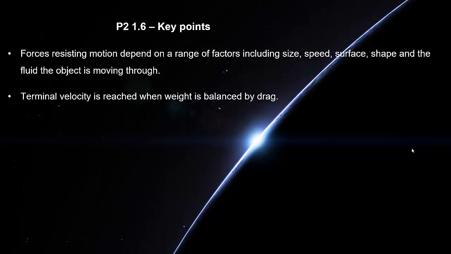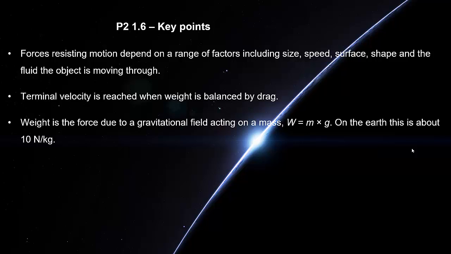Terminal velocity is reached when weight is balanced by drag. Weight is the force due to a gravitational field acting on a mass. Weight equals mass times gravitational field. On the Earth, this is about 10 newtons per kilogram.